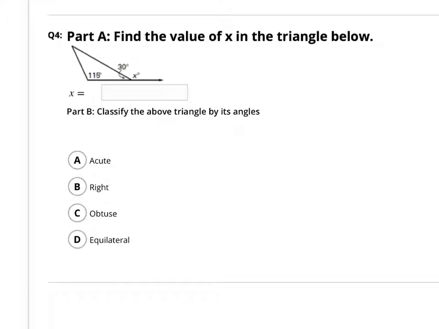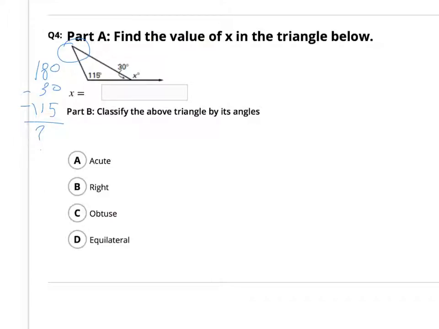On question number 4, we want to again find x. The only difference is this time x is this outside angle. So to get this angle, you add these two angles together. Problem is, we don't know what this one is at the moment, do we? Well, you can figure it out. You've got two of the angles, so if you just take 180 degrees, subtract 30, subtract 115, that's going to give you this angle up here.